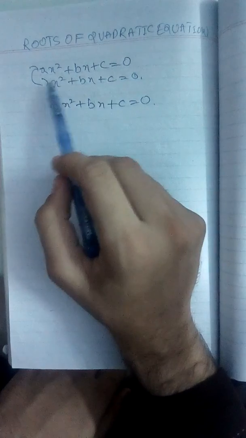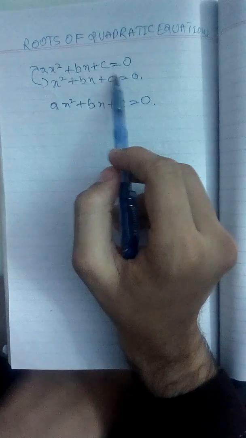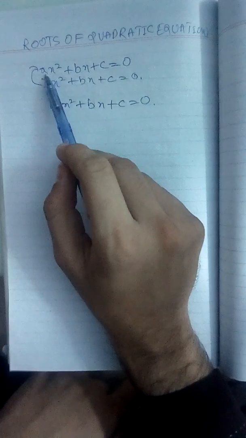Today in this video we are going to learn about the relation between the coefficients of the quadratic equation of the form ax square plus bx plus c and the roots of this quadratic equation.